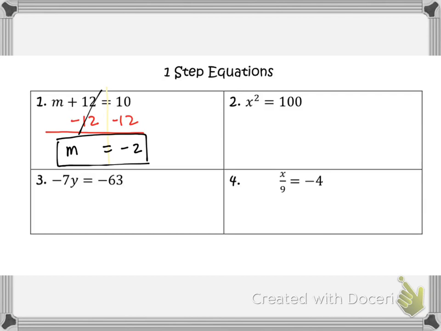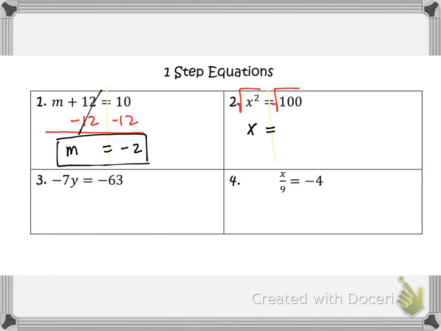For number 2, I have x squared equals 100. So in this case, the operation is the squared, right? And we just learned in the previous video that if I want to get rid of a square, I have to take the square root. And I also know that whatever I do to one side, I do to the other side. Now, whenever you have a square root of a square, the square will cancel out, and you're left with x equals, and then the square root of 100.